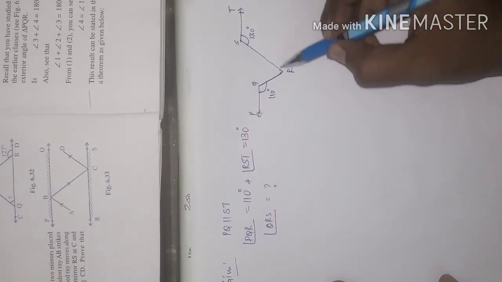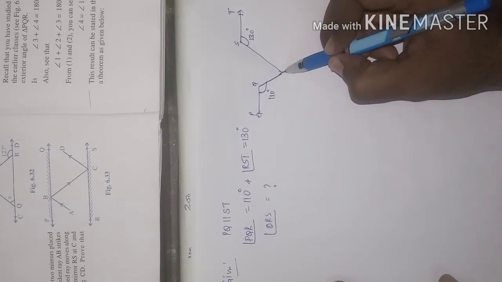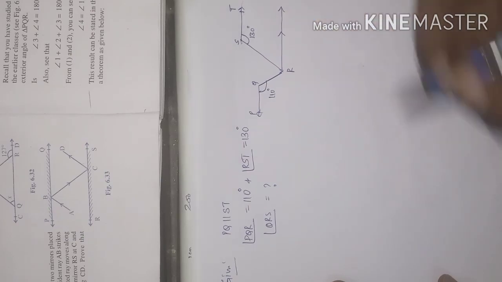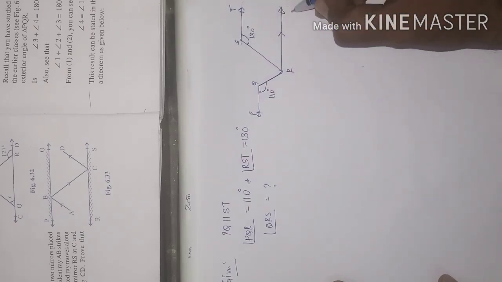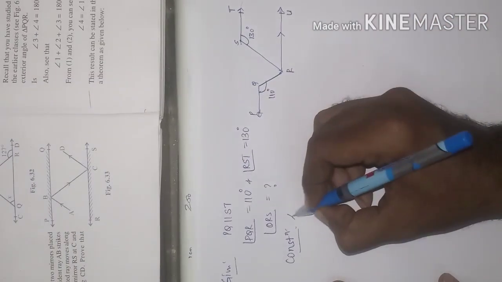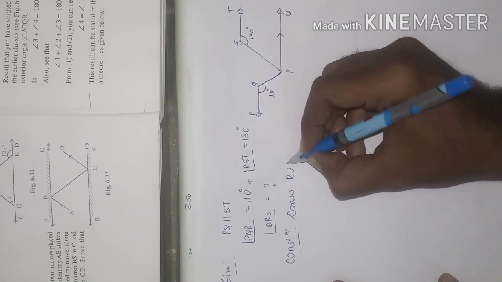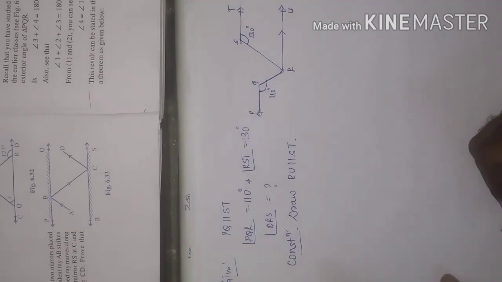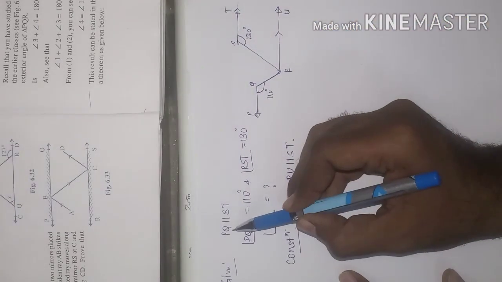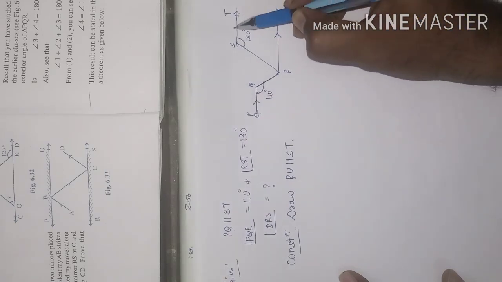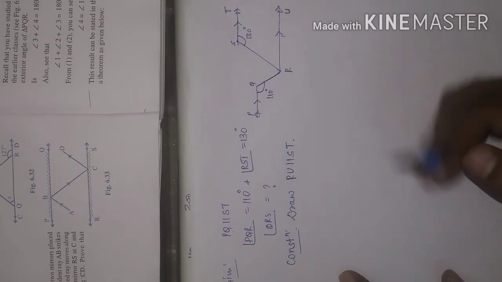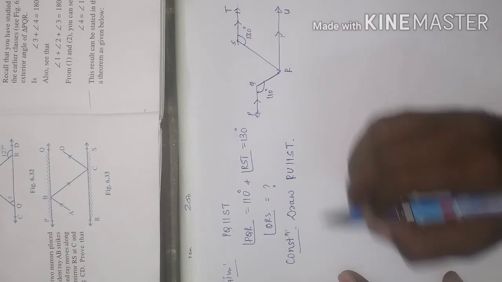So they gave a hint to draw a line from R parallel to ST. I will draw it on this side, and I will name it U. I will write it as a construction: draw RU parallel to ST. As they said that PQ is parallel to ST, now ST is parallel to RU. Clear with this? Now we'll solve this example.